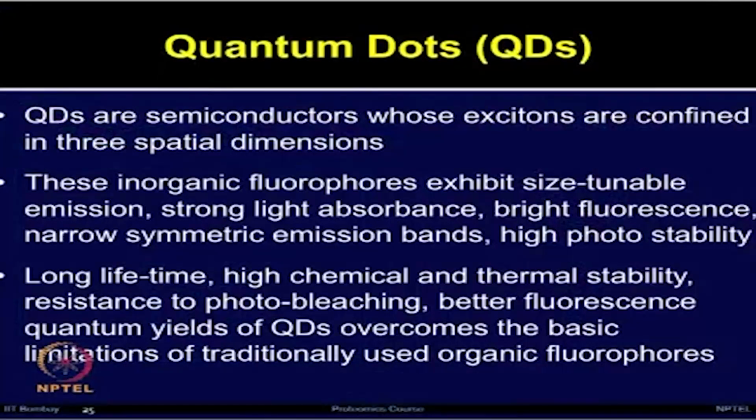So, what are these QDs? These are semiconductors whose excitons are confined in 3 spatial dimensions. These are inorganic fluorophores that exhibit size tunable emission, strong light absorbance, bright fluorescence, narrow symmetric emission bands, as well as high photostability. The long life, high chemical and thermal stability, resistance to photobleaching, and ability to provide better fluorescence quantum yields have overcome several basic limitations of traditionally used organic fluorophores, and that is why they have become a fluorophore of choice and applied for unlimited applications in different biological fields.